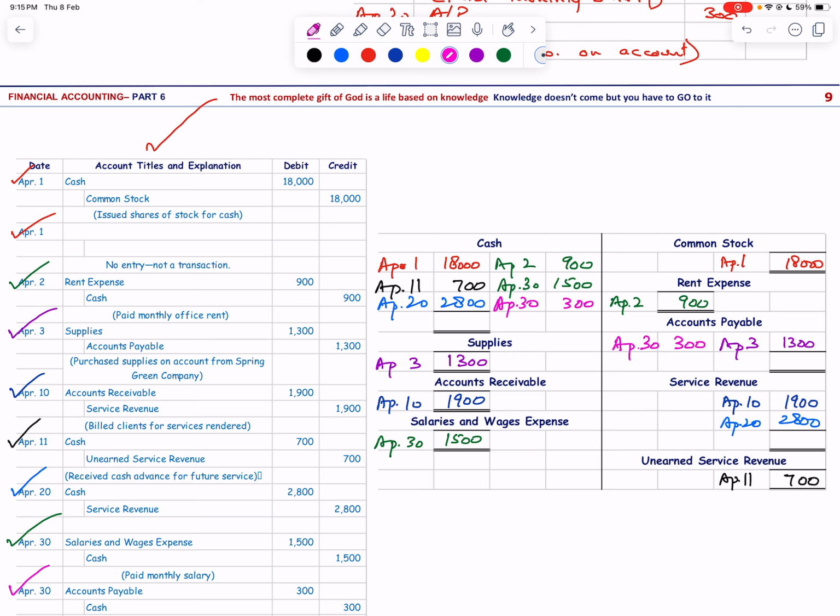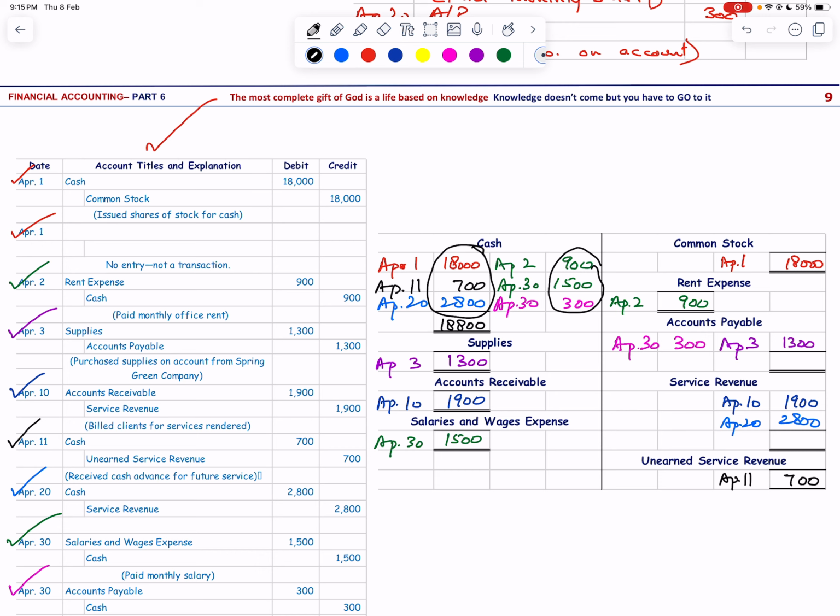Remember that all assets will have a debit balance, that is the total of debit will be more than the total of the credit, and you can see that if we make the total of the debit and then subtract the total of credit, we have the balance of how much? We are going to have a balance of 18,800.